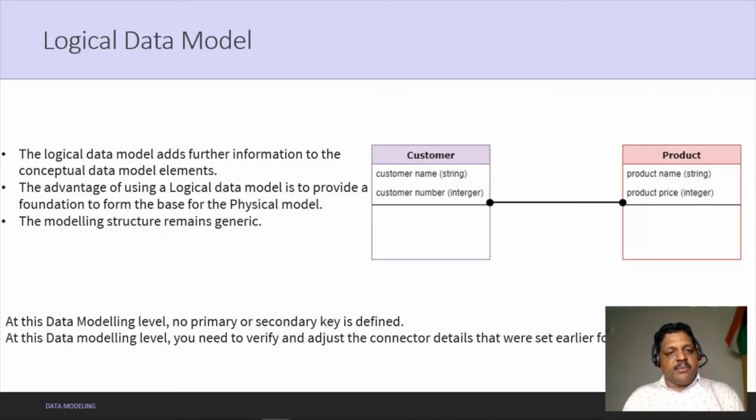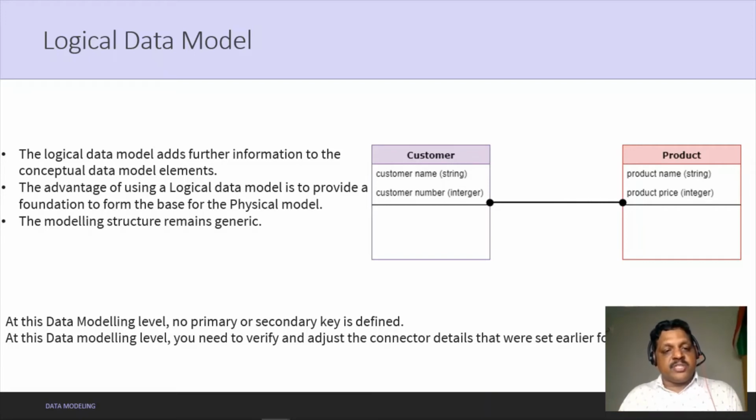The logical data model adds further information to the conceptual data model elements. So the previous one we saw customer, we saw product. Now we have customer name and what is the type of the name. Then we have customer number. What is the type of the number? And some more details has come in, right? So the logical data model adds further information to the conceptual data model elements.